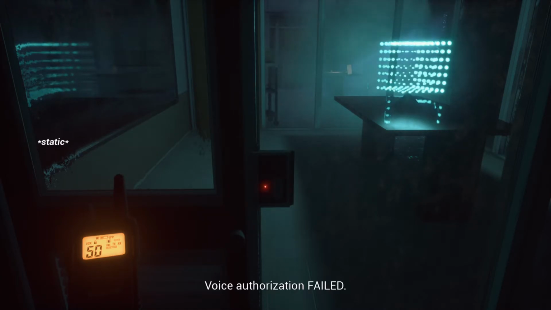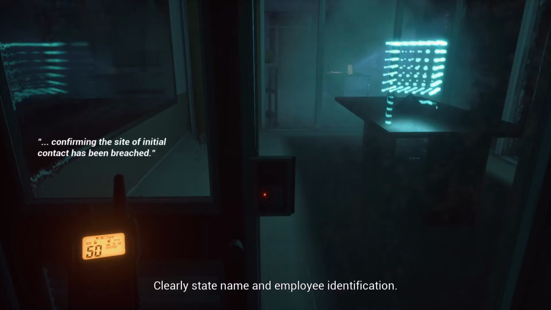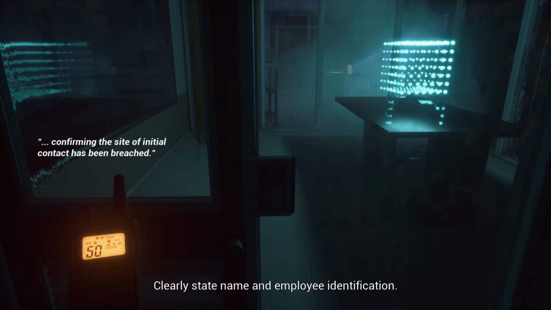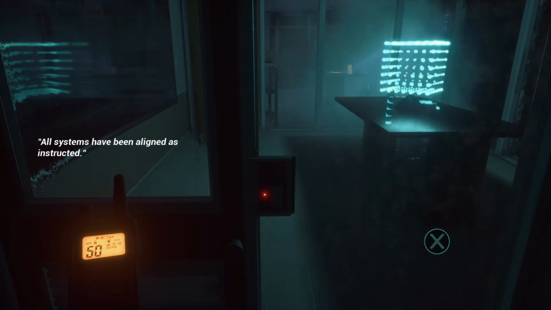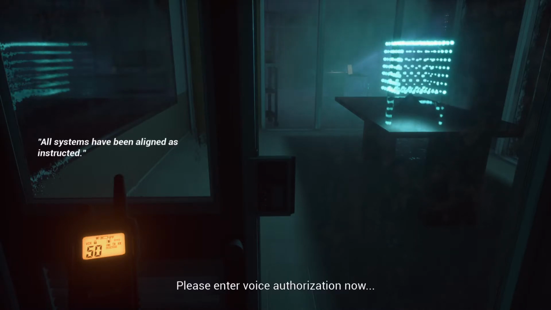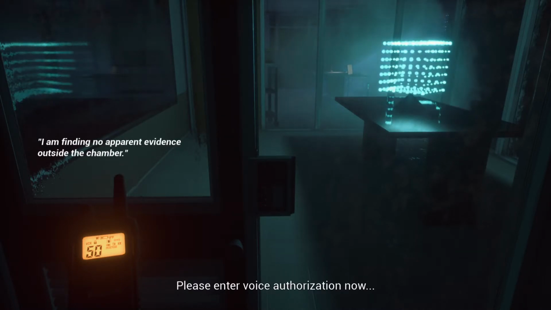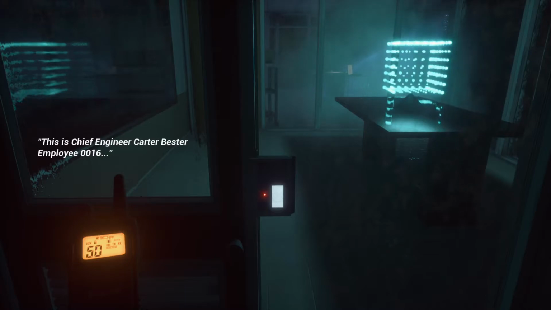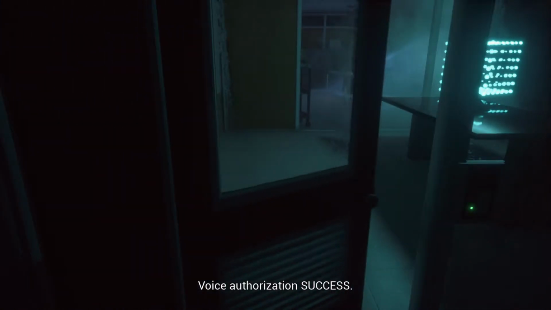Voice authorization failed. Clearly state name and employee identification. This is Chief Engineer Carter Bester. Employee 0016. Voice authorization success.